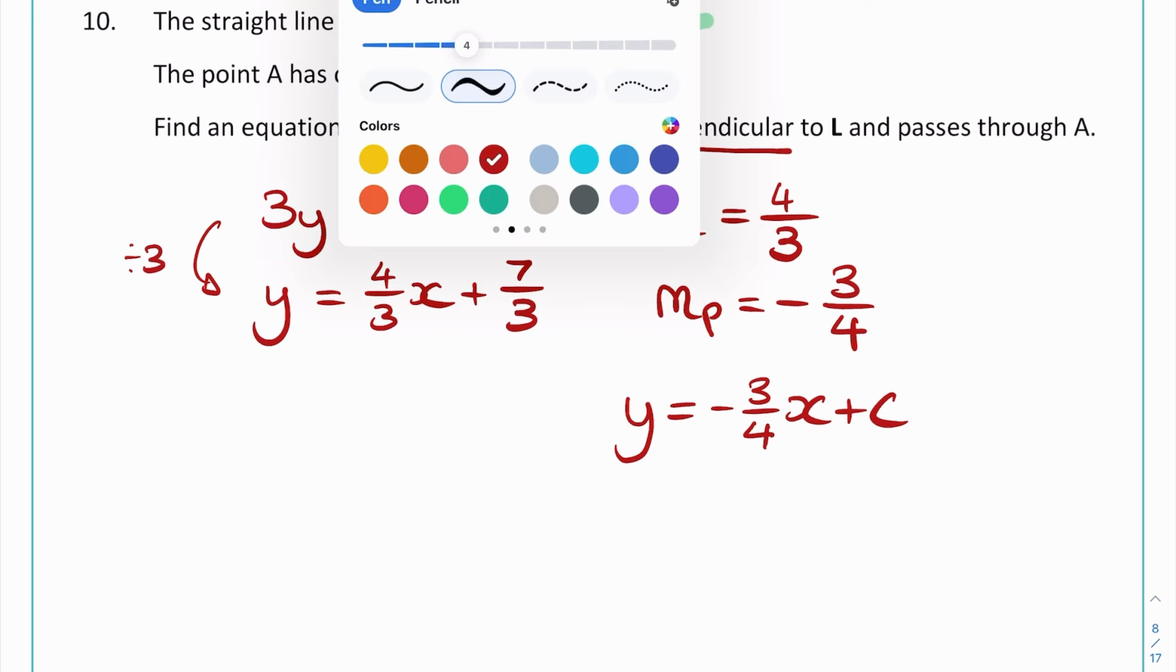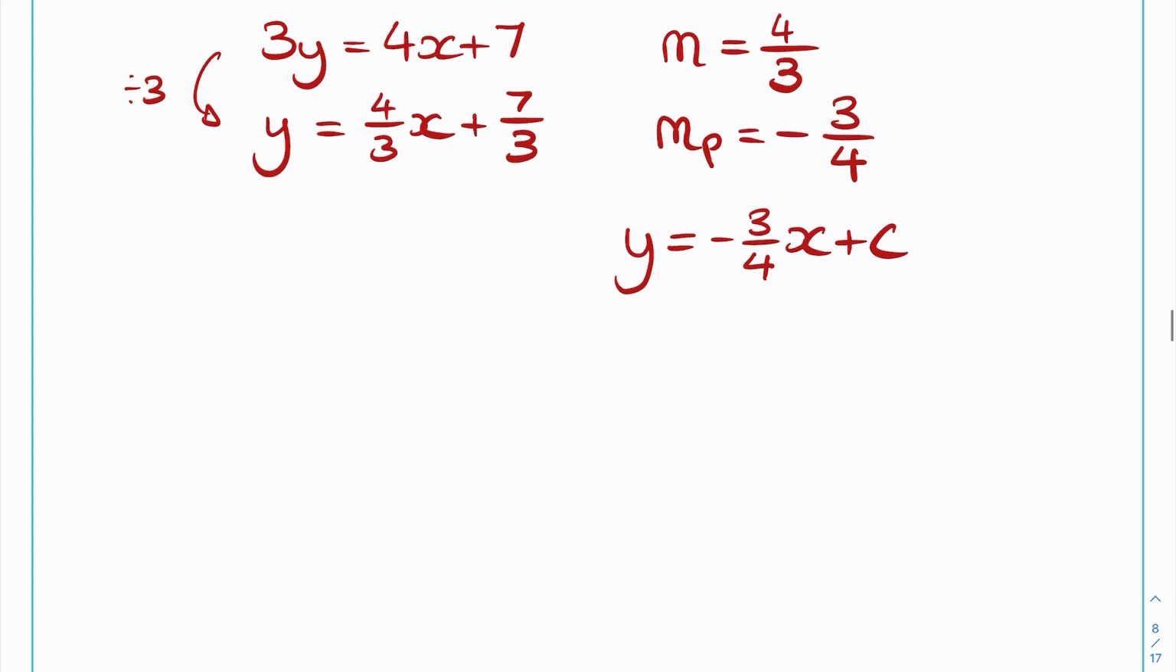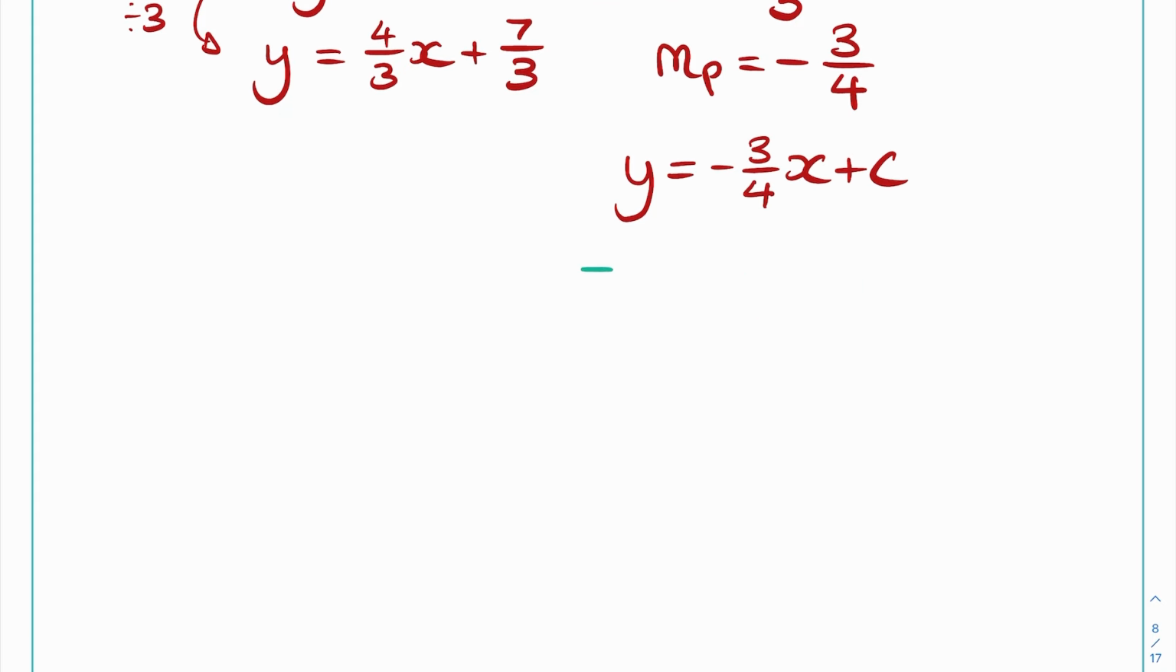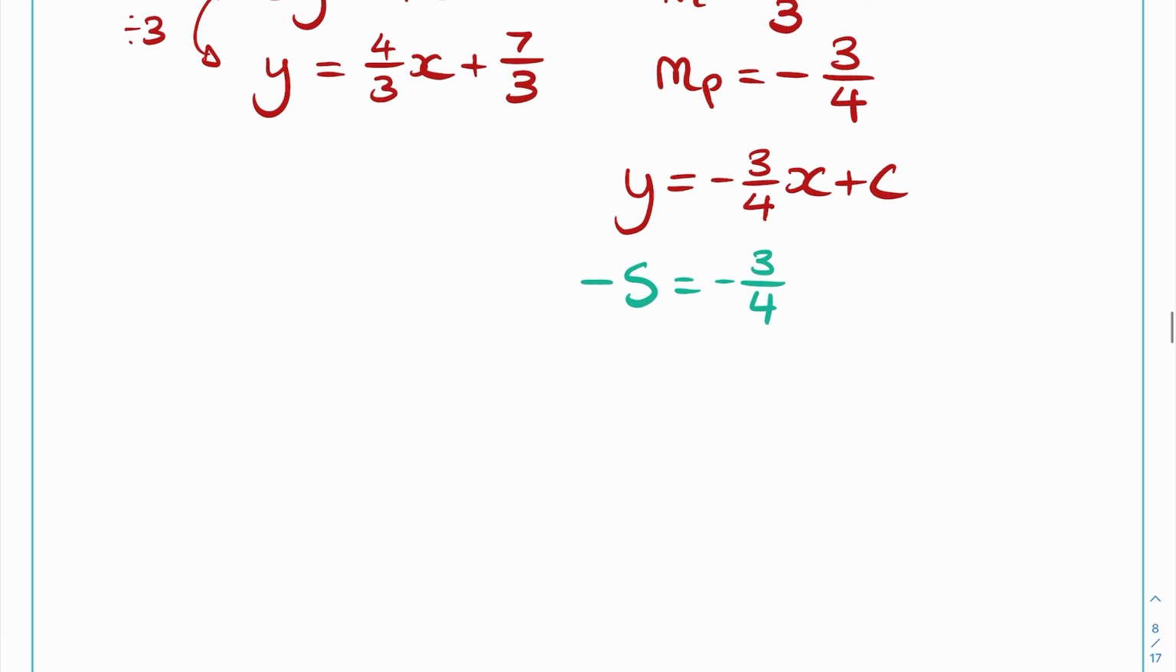So the final stage here is for us to find that y-intercept, and we use this coordinate to do so, as we know that 3 and negative 5 is on that line. So we need to substitute those values into the equation. So y is negative 5, so negative 5 is equal to negative 3/4. The x here I'm going to put in a bracket, because that is a 3, and I don't want it to look like it's attached to the fraction, plus c.